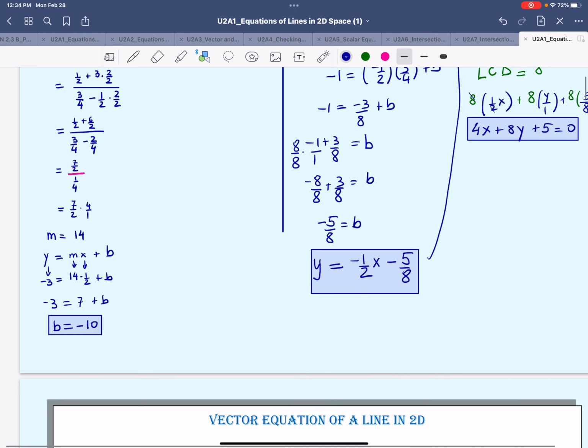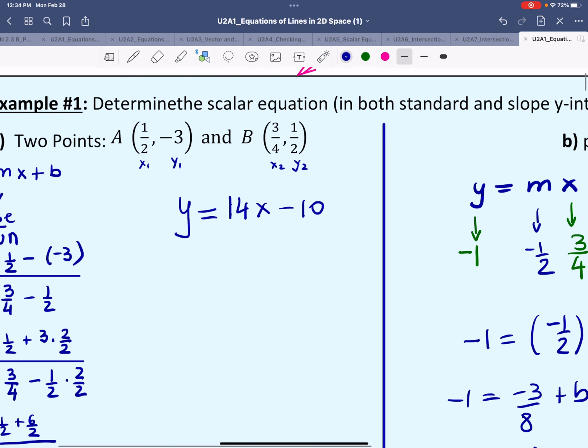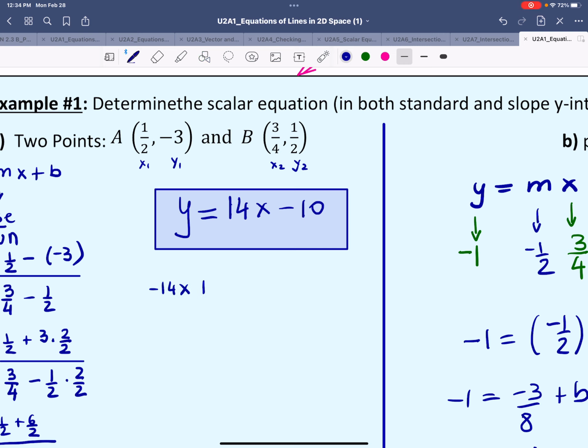So with a b value of negative 10, then I'm going to write the equation in slope y-intercept form, which is y equals 14x minus 10. Now that we know the slope y-intercept form, we can convert this to standard form. So this would be negative 14x plus y plus 10 equals 0. I'm taking all the terms to the left side of the equation. And now we have to make the leading coefficient, or the coefficient of x, positive, because that's a rule, that's a standard form.